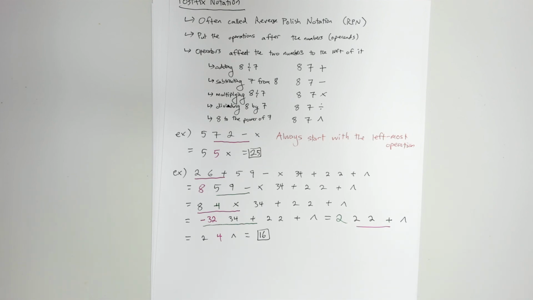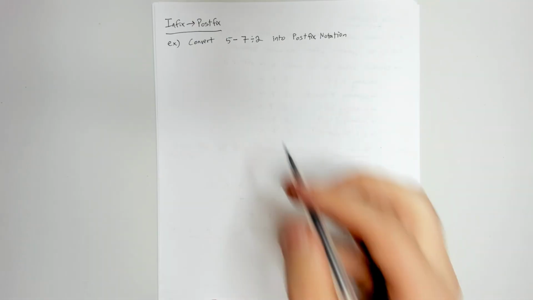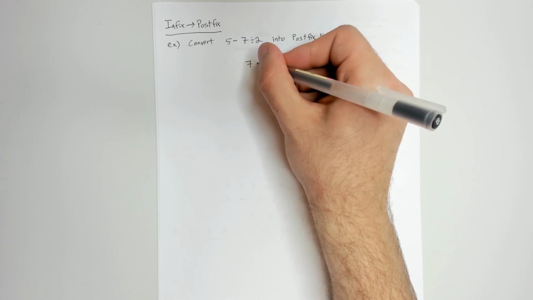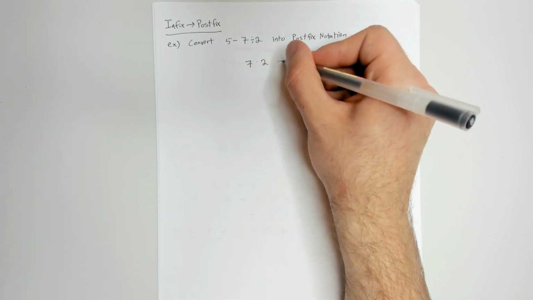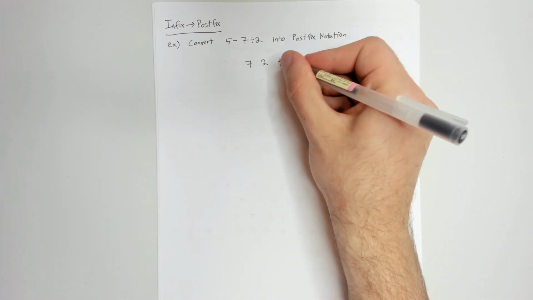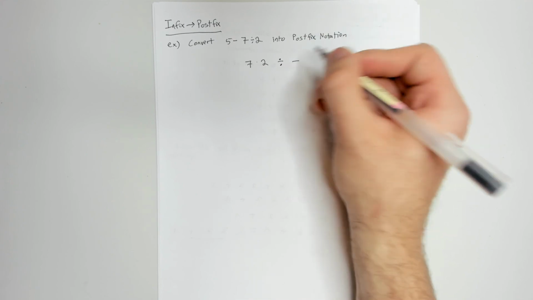Now let's do a couple examples of converting from infix into postfix notation. Infix to postfix. Okay, so we want to convert 5 minus 7 divided by 2 into postfix notation. To do this, we want to do the division first, right? We're doing 7 divided by 2, and that's going to happen first. So 7 divided by 2 like this. But what we want ultimately is to do 5 minus this result, right? So we write the division first because we want that to occur first, but then we have to do subtraction next.